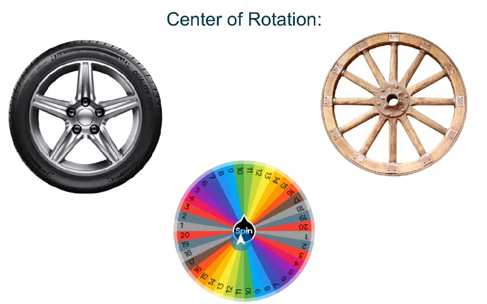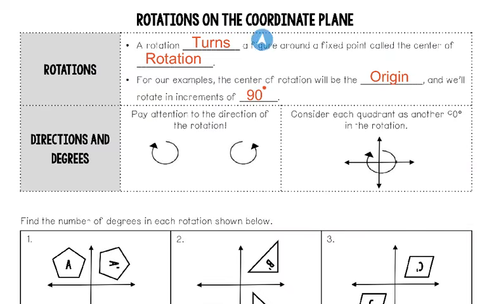On the spinner, it's the spin. And on this wheel here, it'd be where that spoke would go in. Those are the centers of rotation. It's just a fixed point that everything else spins around. Since we're looking at rotations on the coordinate plane, we're going to use the origin as the center of rotation. And the origin is the 0, 0 point on a graph. We'll also be rotating in increments of 90 degrees.